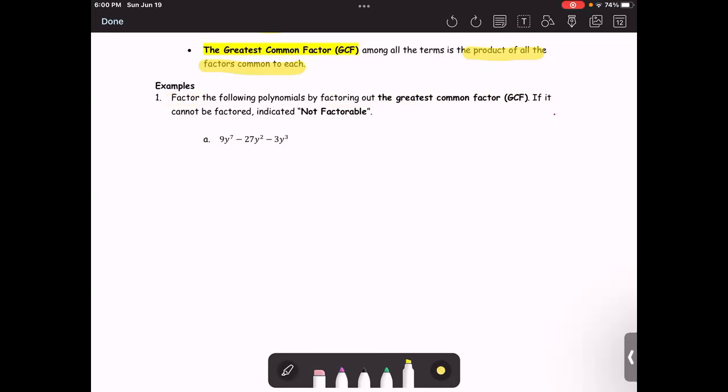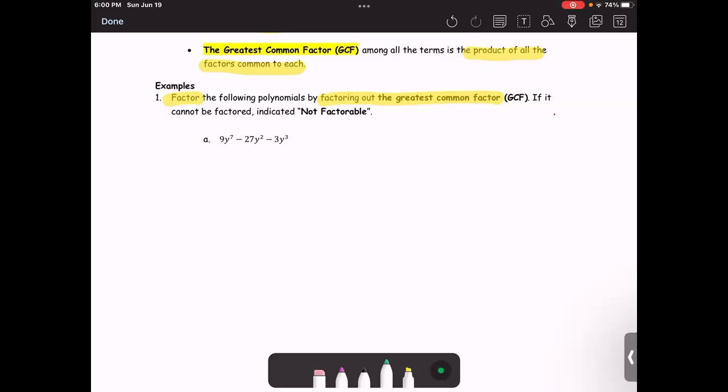For example 1, we are going to factor the following polynomials by factoring out the greatest common factor, or the GCF. If it cannot be factored, we indicate not factorable. In part A, we have three terms for this expression: 9y to the 7 minus 27y to the second minus 3 times y to the third. We look for the GCF of these three terms.